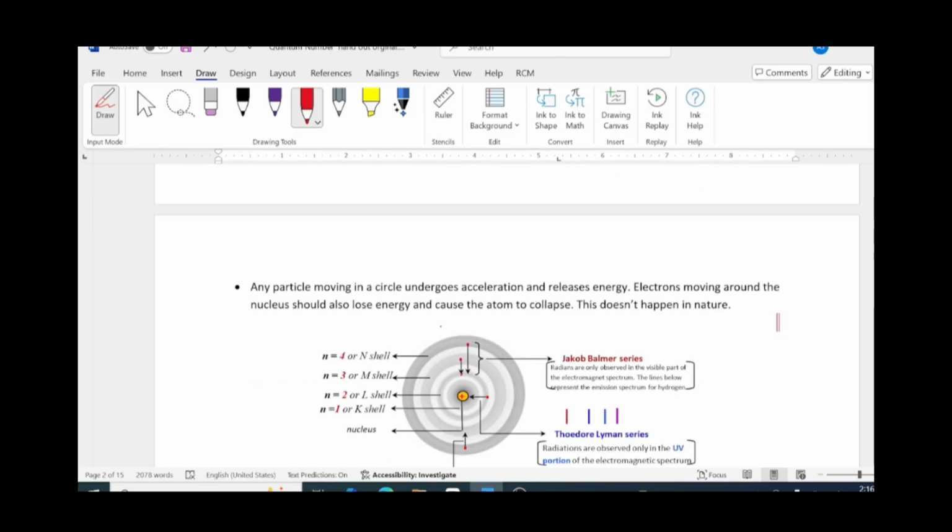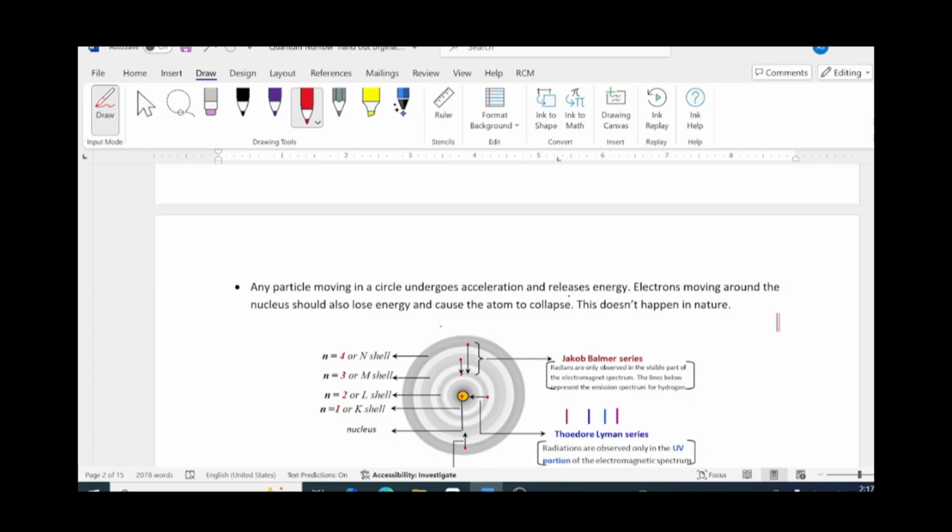Secondly, according to the laws of physics, any object moving around in a circle undergoes acceleration and releases energy. So if electrons are moving around the nucleus in circular motion, they do undergo acceleration, and as such they should lose energy and spiral into the nucleus, causing the atom to collapse.